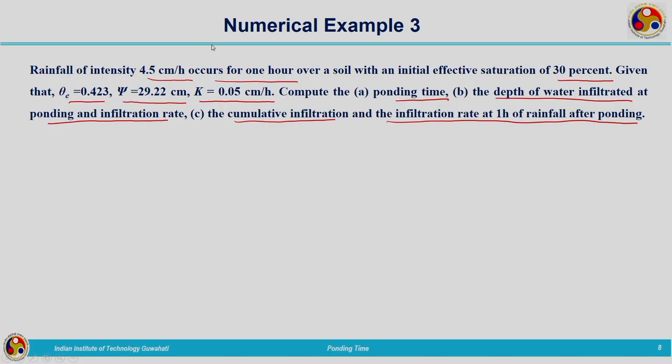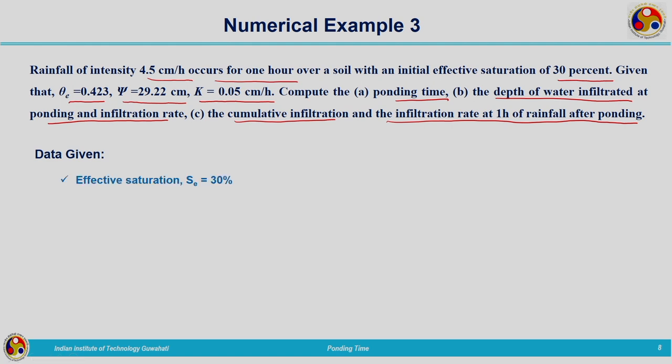If the ponding time is calculated to be more than 1 hour, then we can assume the intensity of rainfall as the infiltration rate, and we can calculate easily how much is the cumulative infiltration. So first we need to check what is the ponding time. So let us see what are the data given.